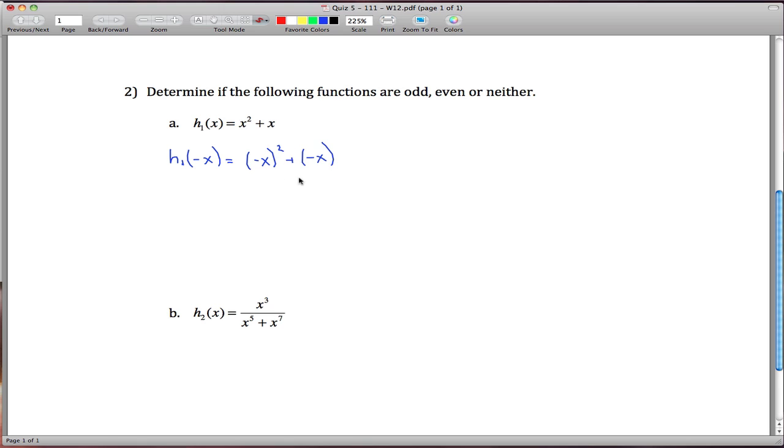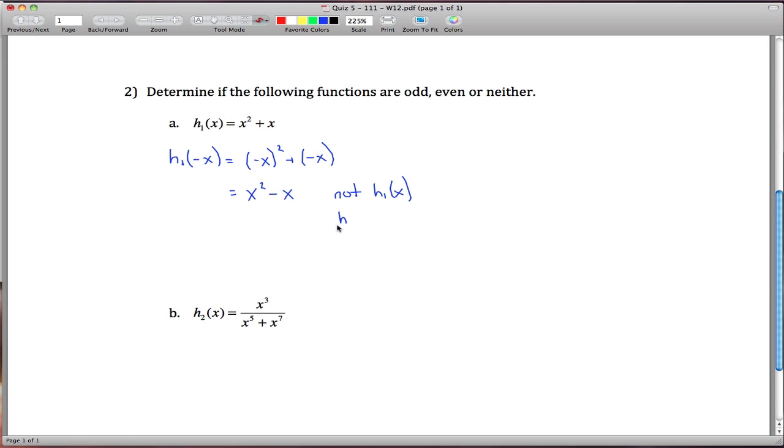And now we want to evaluate this to figure out, is this equal to h1 of x, or is it maybe equal to the negative of h1 of x, or neither of those things? I think it'll turn out to be neither. Let's see, the negative of x squared is just equal to x squared. And then I got minus x here. So h1 of negative x is this guy, and this guy is not the same as h1 of x, because h1 of x has a plus and this has a minus.